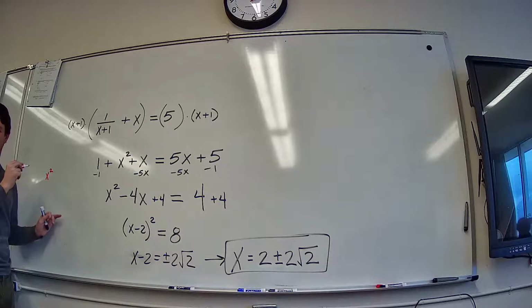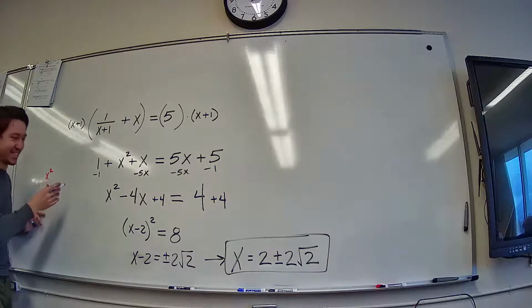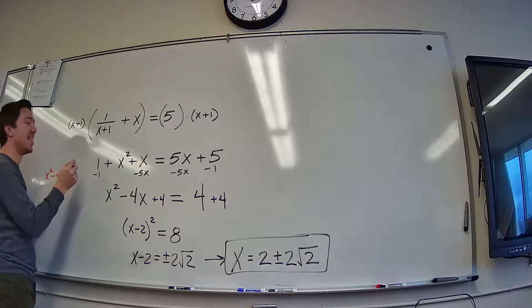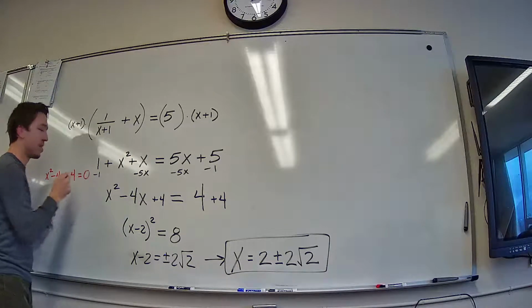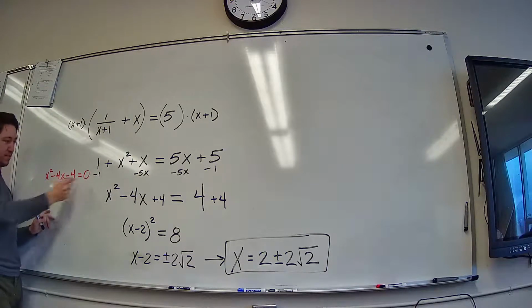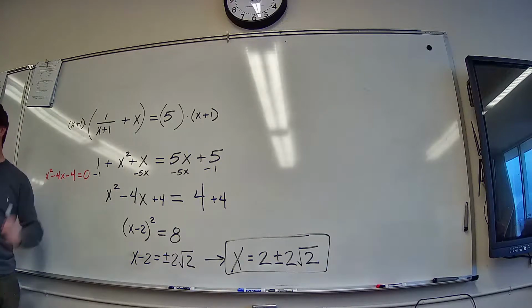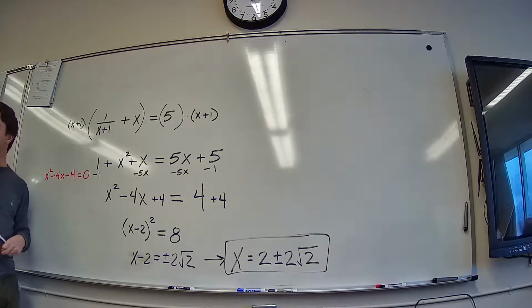For you quadratic formula chauvinists out there, of course. Quadratic formula, let's go. A quadratic formula chauvinist is someone who always wants to use the quadratic formula. They never want to complete the square. Never.